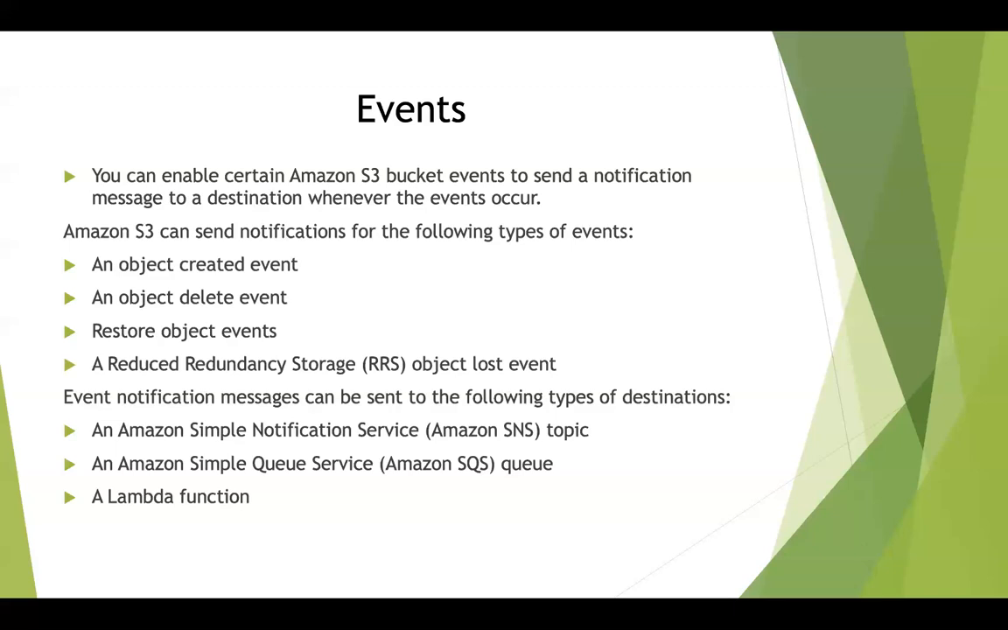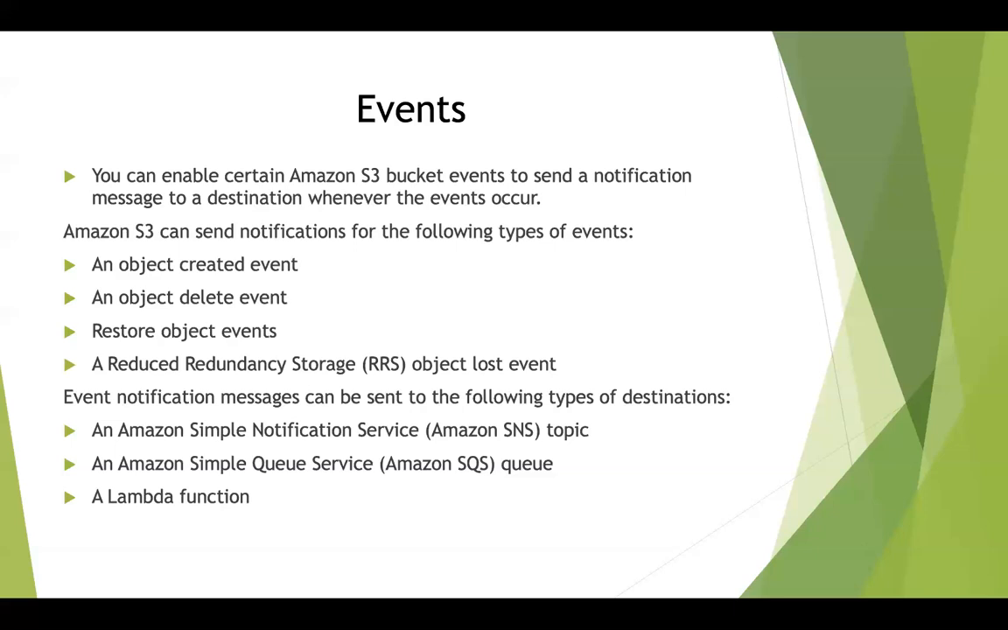Okay. So you need to understand that whenever you put an object or whenever you delete an object or whenever you restore a particular object from a different storage class, or whenever you are using reduced redundancy storage and your object is lost, you will be able to trigger notification messages to be sent to these following destinations. It can be to Amazon SNS or to Amazon SQS or to a Lambda function. Okay. So we will look at one such scenario today.